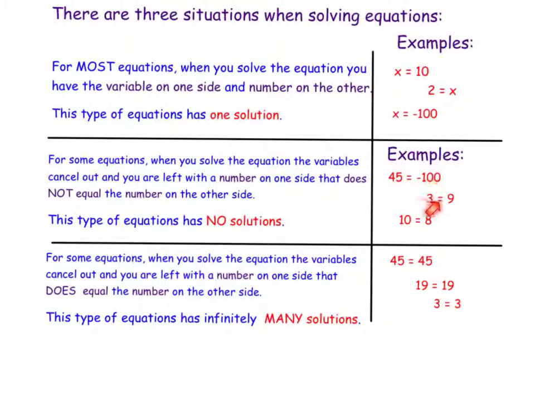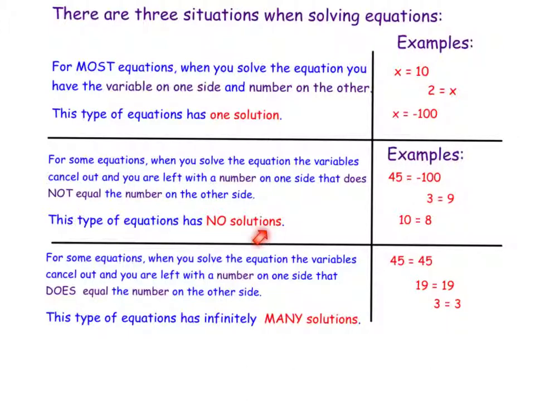When this occurs, when the variables disappear and you're left with 2 numbers that are not equal to each other, it can never happen. So we say that this type of equation has no solution. It will never work. We cannot ever find a number that when we plug it in for the variable, it comes out to be a true statement. So it has no solutions.